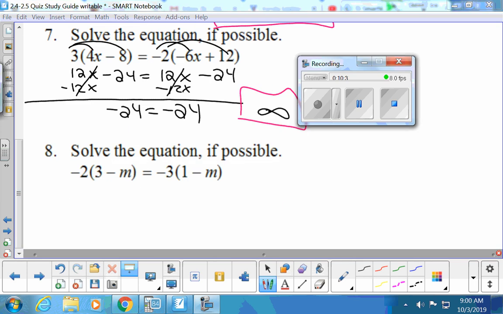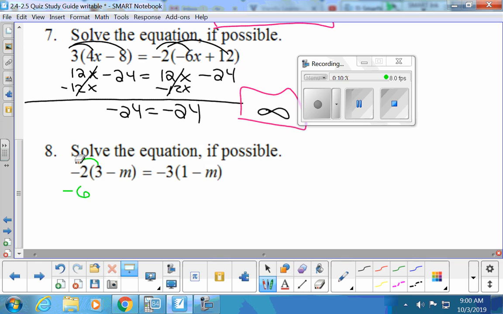All right, 8. Whew, so many negatives. Be very careful, scholars. This is going to be a negative 6. But what's a negative times a negative? A positive 2m. This would be a negative 3. But what's a negative times a negative? A positive 3m. So this is where decisions have to be made.